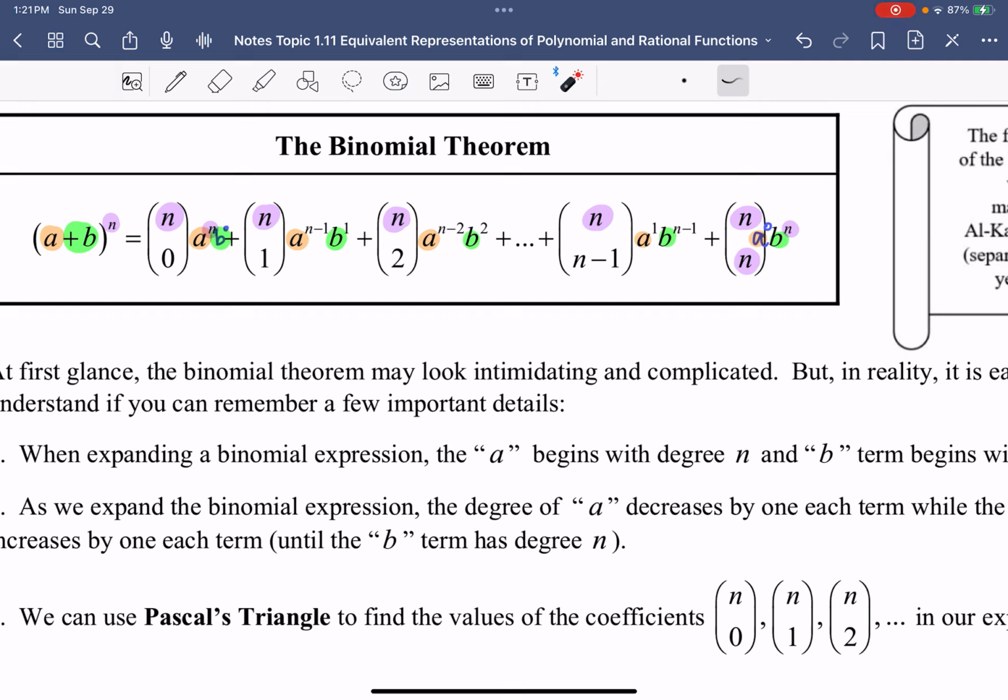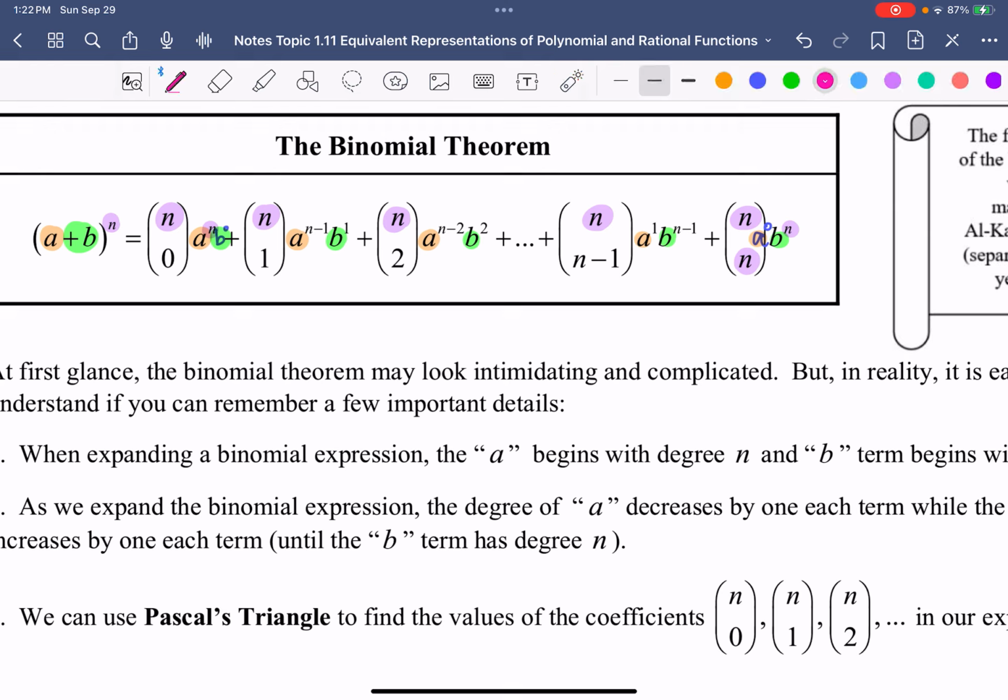For b, you go up by 1. 0, 1, 2. Let's say this was 4. So then 4 minus 1 would be 3. And then let's say n was 4. So it would be 0, 1, 2, 3, 4. So it's really not that bad.